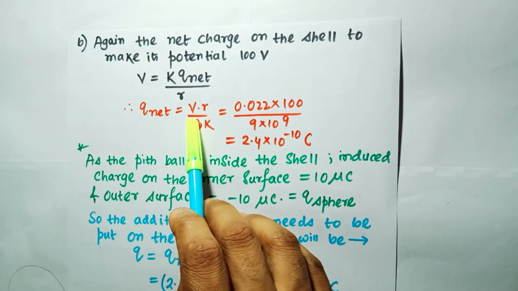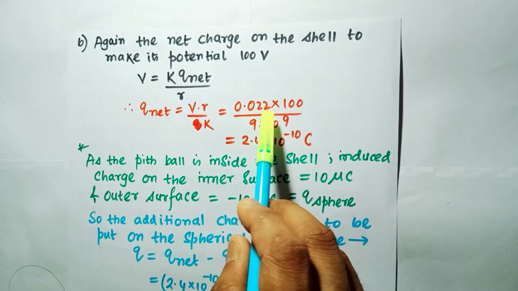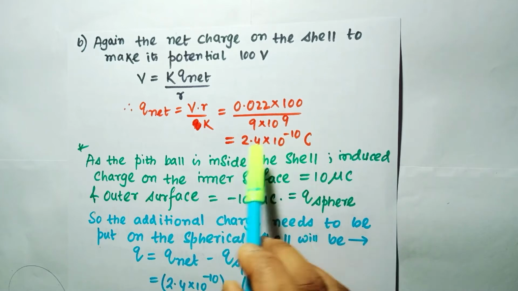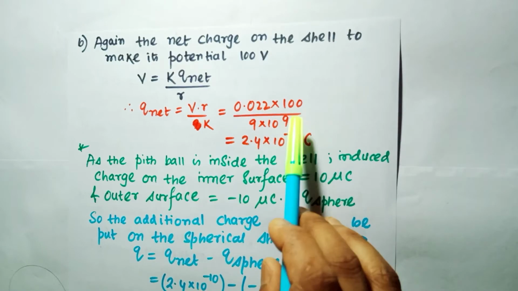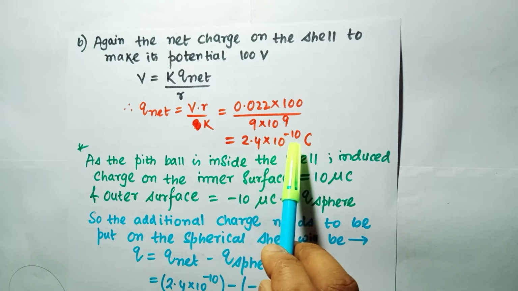This is the voltage. R is 0.022, the outer radius of the spherical shell, times the voltage, the final voltage I need, which is 100 volt, divided by K, which is 9 into 10 to the power 9. So it comes out that the net charge Q net is equal to 2.4 times 10 to the minus 10 coulomb.